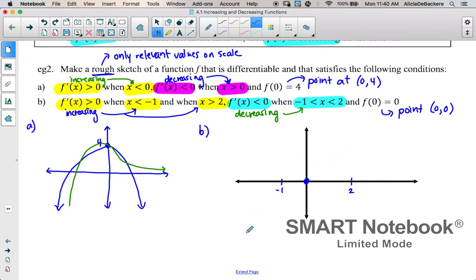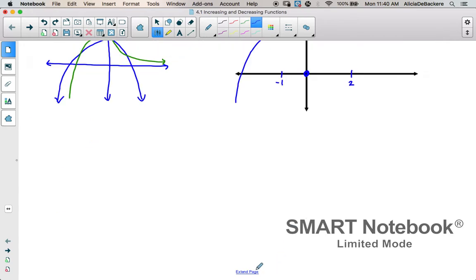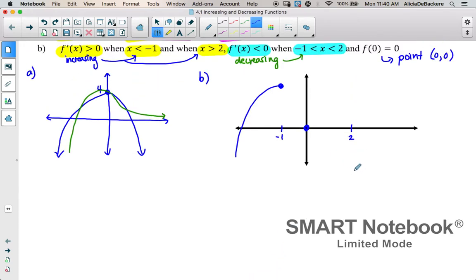What they're saying is I'm increasing until I get to x equals -1. Now I don't know how high that goes, so perhaps there's a point up here above -1, and I'm coming in and I'm increasing until I get to -1. And then between -1 and 2, I should be decreasing, and I need to pass through this point here. And so maybe it comes down to a point down here. I'm going to decrease until I get to that point.